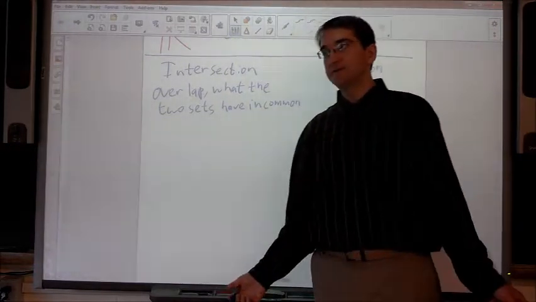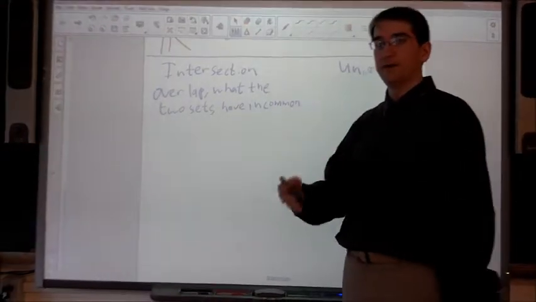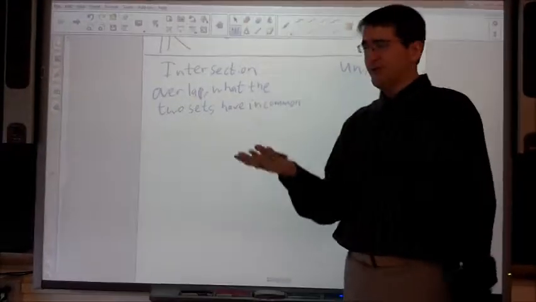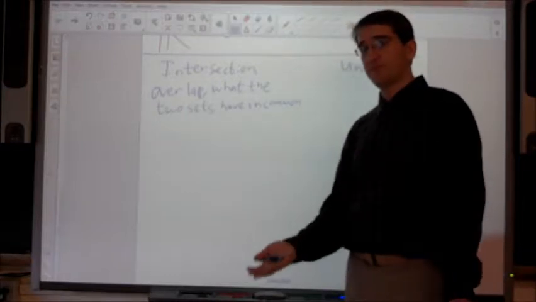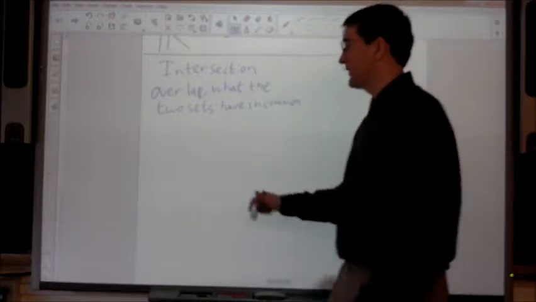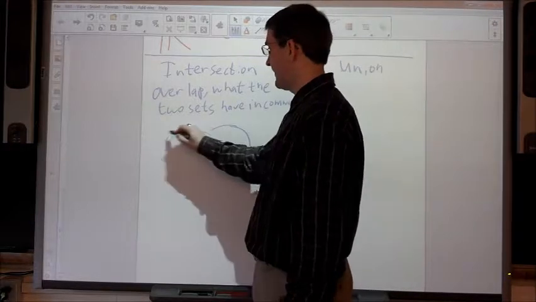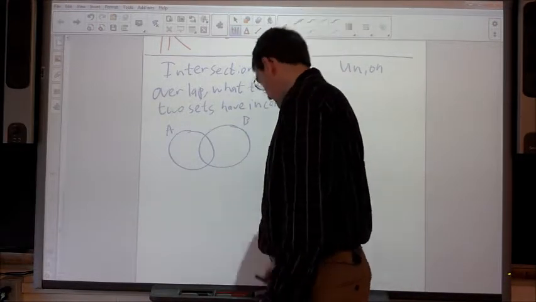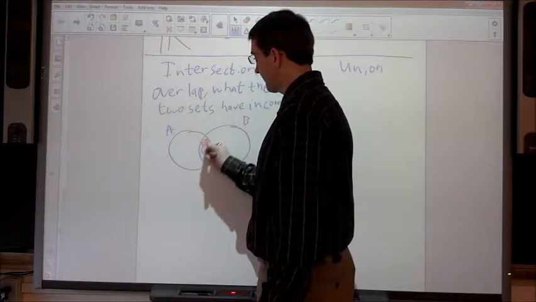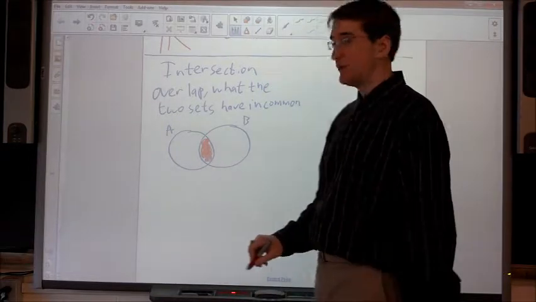So think of standing at the intersection of Cayuga Street and Buffalo Street, for example, right there on the edge of the Commons. If you're standing in the middle of that intersection, you're technically on both streets at the same time. You're on both Buffalo Street and Cayuga Street. So the intersection is the overlap. If you remember learning about Venn diagrams in a previous class, we had A and B. The intersection would be this stuff in the middle.